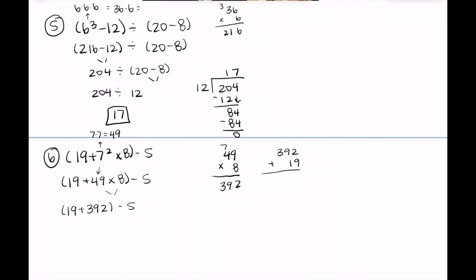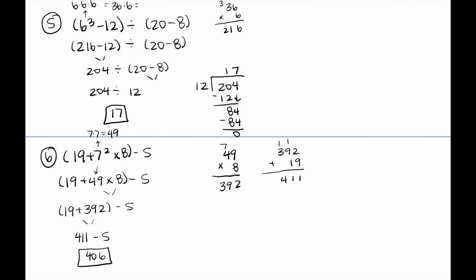We'll do the 392 plus 19 on the side here. 9 plus 2 is 11. 9 plus 1 also gives us 11. And then 3 plus 1 is 4. So 392 plus 19 gives us 411. And then we'll write that in. 411 minus 5 gives us 406.